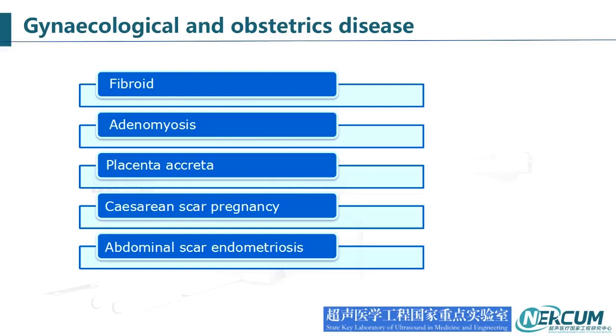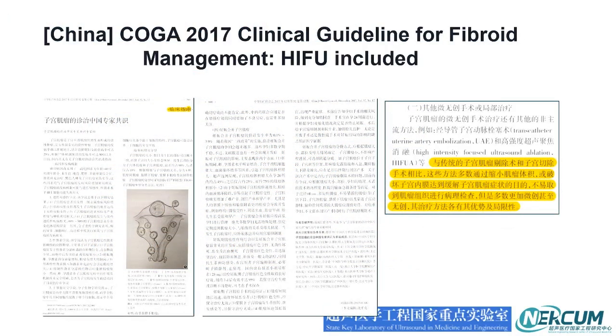The applications for OB diseases include fibroids, adenomyosis, placenta accreta, etc. Actually, since 2000 we started to work on the first uterine fibroids. In 2005, we started to do more cases, and it's been over 20 years of accumulating experience and optimizing the protocols.